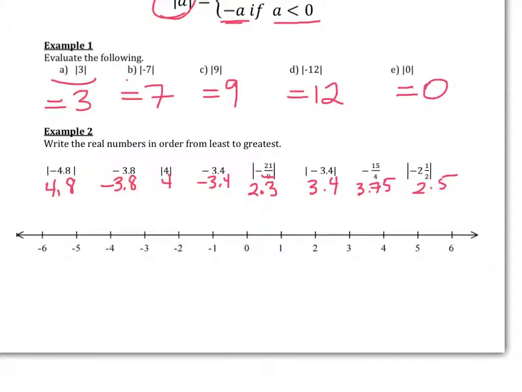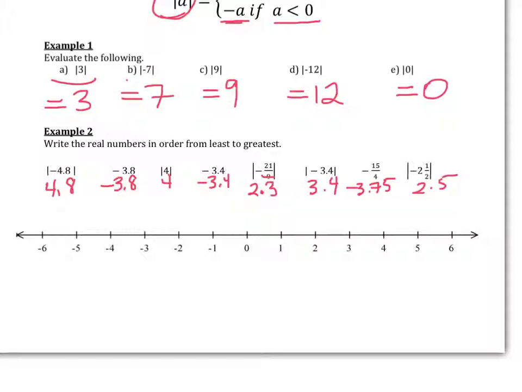So here are each of the numbers evaluated. The first one here, we got 4.8. It becomes positive 4.8. This one has no absolute value bars. It remains negative 3.8. Here we end up with 4. This, negative 3.4. This is positive 2.3 after you evaluate the absolute value sign. This one here, negative 3.4, the absolute value of is 3.4. And right here, this one, there's no absolute value bars, so we end up with negative 3.75. And our last one ends up being a positive 2.5 because of the absolute value sign.